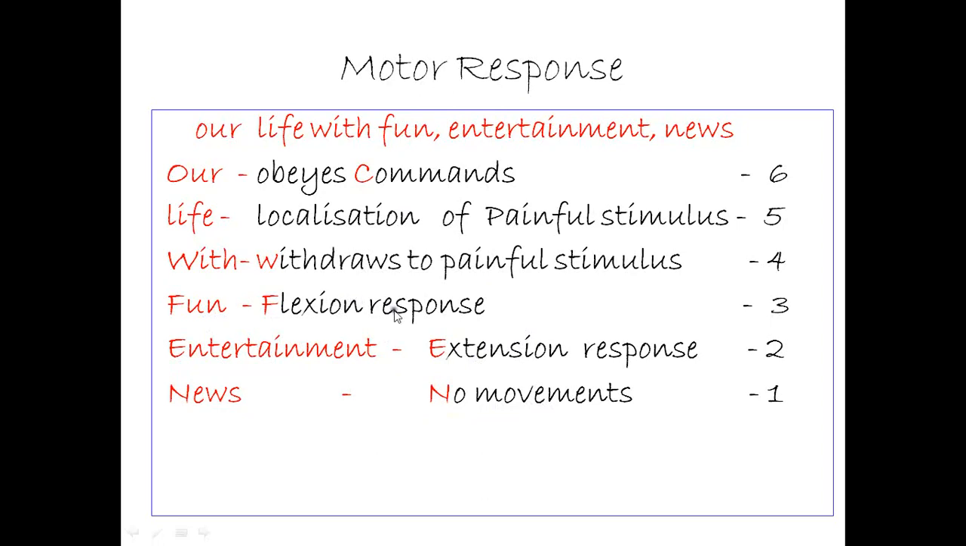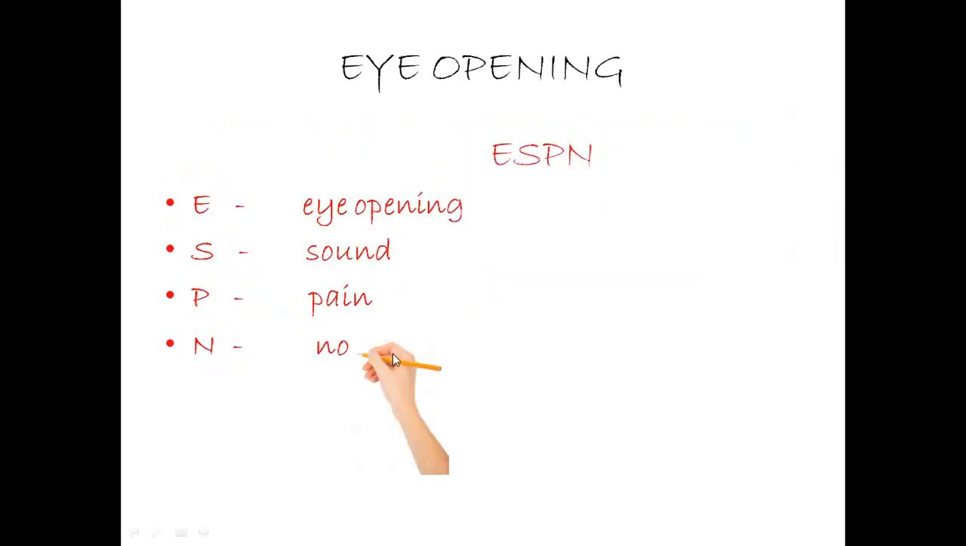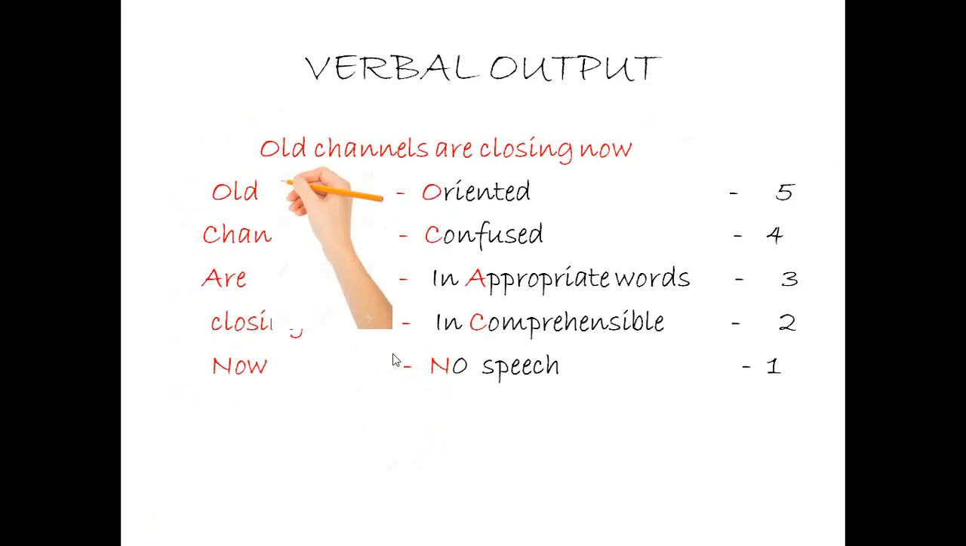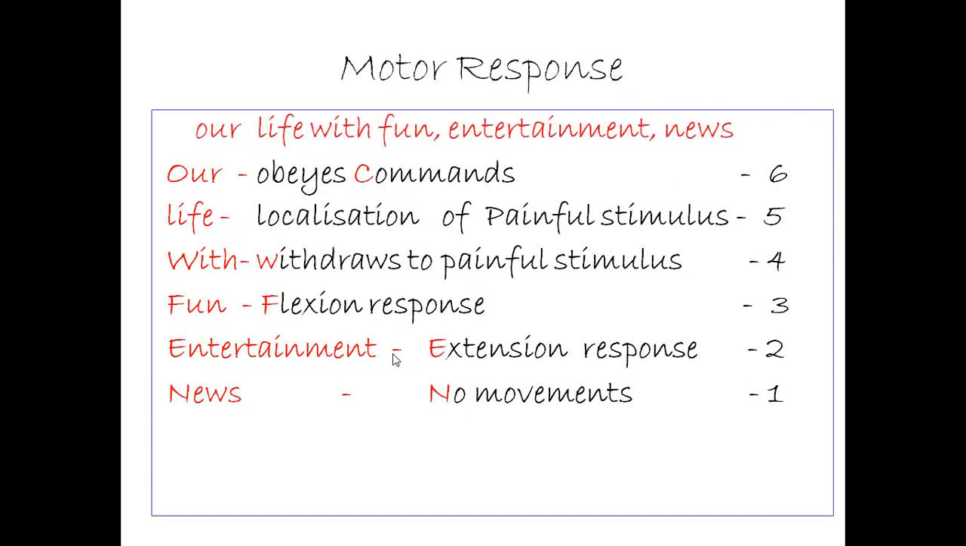The flexion response is called the decorticate response and the extension response is called the decerebrate response. You see here, two E's are there. Decerebrate has two E's, decorticate has only one E. So two E's is for extension response. So decerebrate is for extension response. Clear, right? So I'll tell you in a fast way. For eye opening, the mnemonic is ESPN. For verbal output, the mnemonic is all channels are closing now. For motor response, our life with fun, entertainment, news.